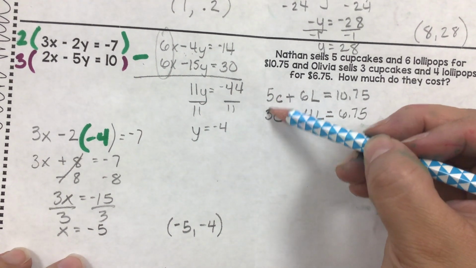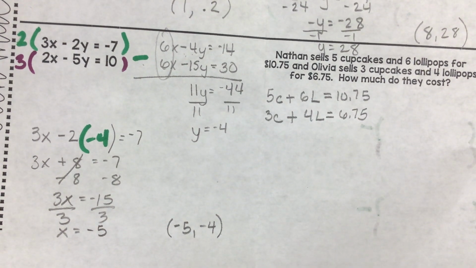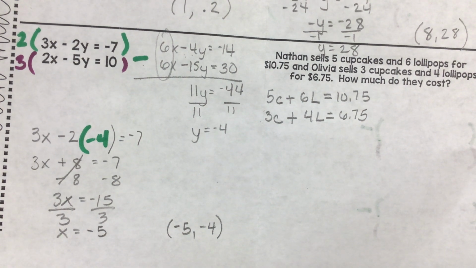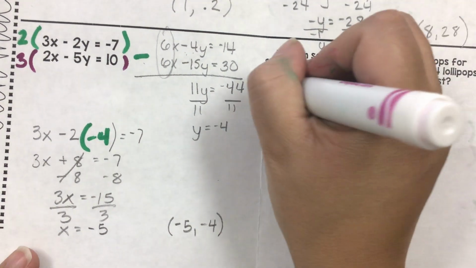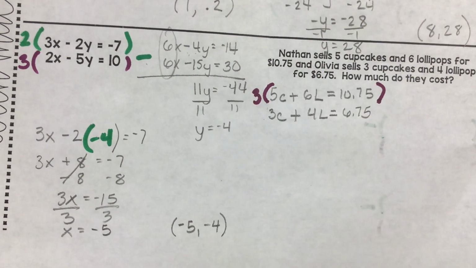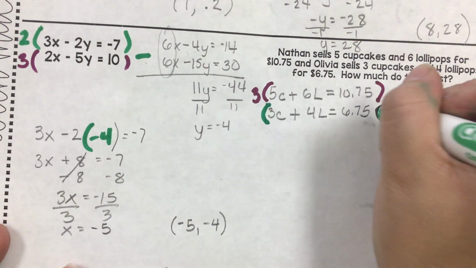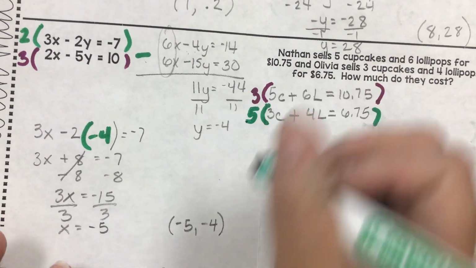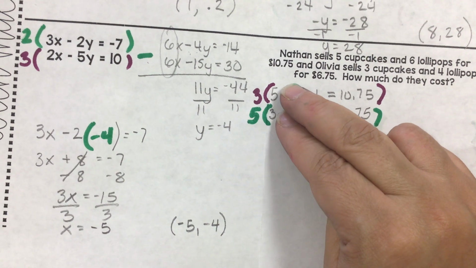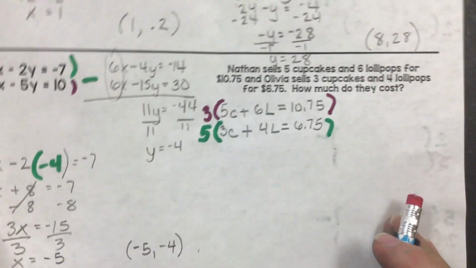Okay, so these two are not the same. These two are not the same. The easiest one to do is to see the first letter. So we're going to multiply this one by 3. And then this bottom one by 5. That is the easiest one for students to see, that you just do the reverse on the coefficients.